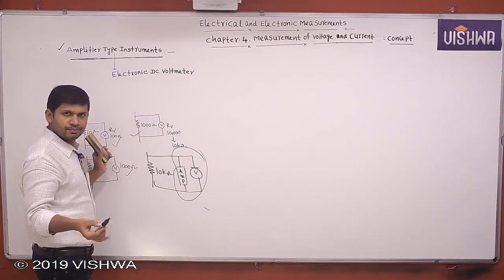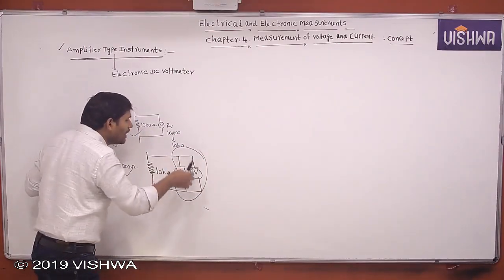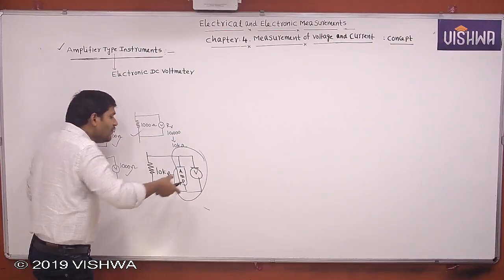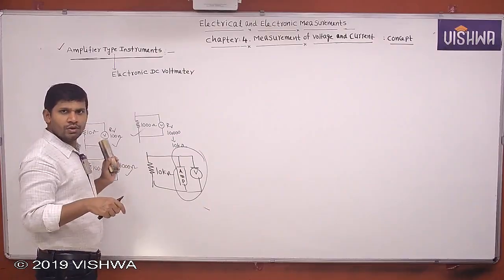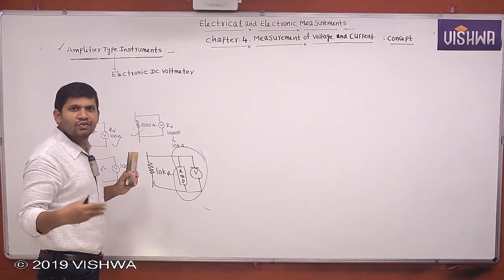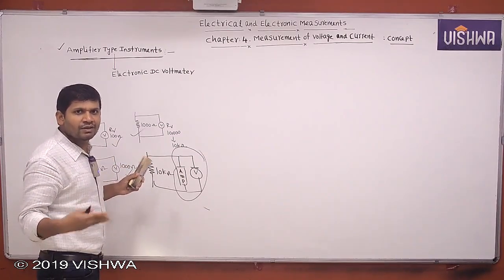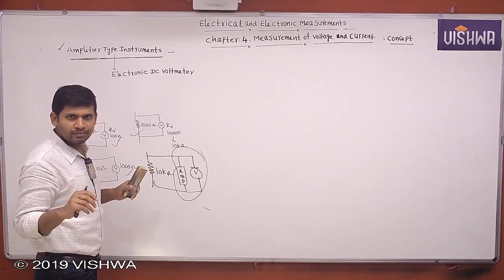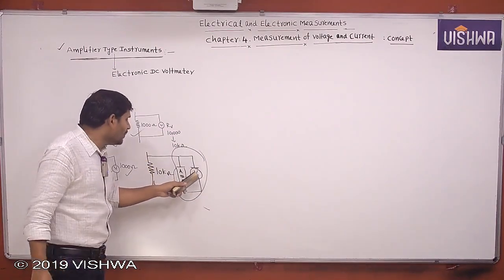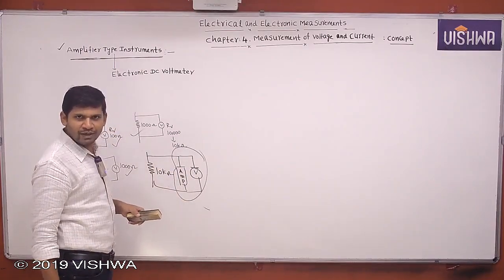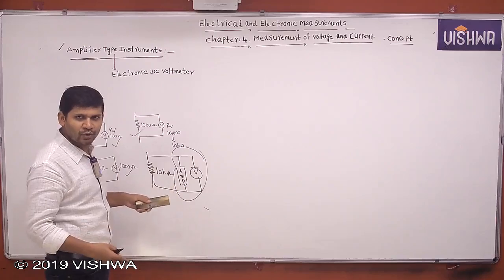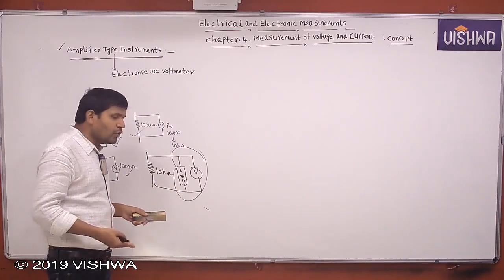Yes or no? Once this total combination offers high input resistance, if it is used to measure the voltage across high resistive loads, then the loading effect is less and sensitivity is more. Whatever the drawbacks are, they can be overcome. Understood? That's why in front of the PMMC we use one amplifier. That's why it is called an amplifier type voltmeter. Why do we go for this? The reason I told you.